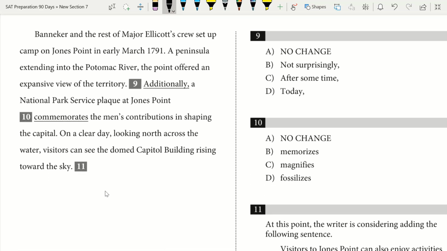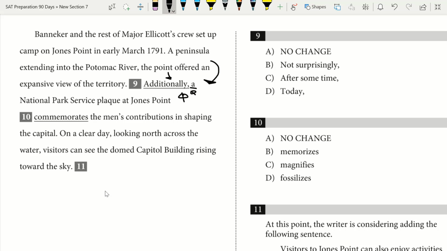Banneker and the rest of Major Ellicott's crew set up camp on Jones Point in early March 1791, a peninsula extending into the Potomac River. The point offered an expansive view of the territory. All right, here I see I have one word underlined at the beginning of a sentence with a comma after it. Anytime I see that, immediately I'm thinking of connecting my preceding sentence to my new sentence, making that transition. So what I do in that case, I just read my sentence before it, I skip over this, and I read what comes after, then I come up with my own answer as to what should connect them.